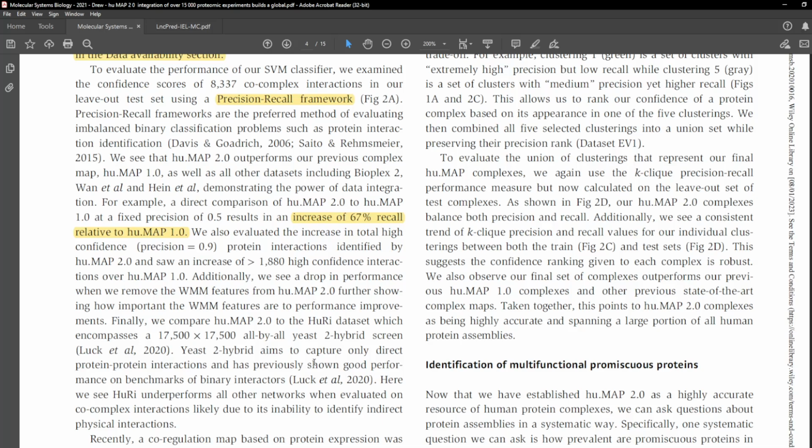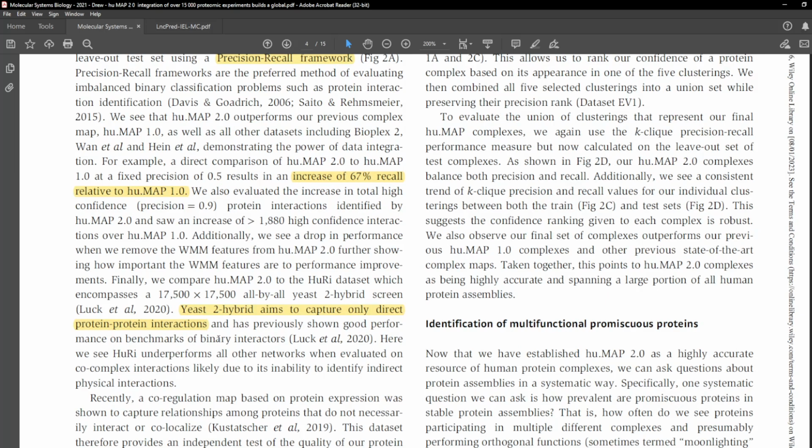Finally, we compare Hu.MAP 2.0 to the Hu-Re dataset, which encompasses a 17,500 x 17,500 all-by-all yeast-2 hybrid screen, Luck et al., 2020. Yeast-2 hybrid aims to capture only direct protein-protein interactions and has previously shown good performance on benchmarks of binary interactors, Luck et al., 2020. Here we see Hu-Re underperforms all other networks when evaluated on co-complex interactions, likely due to its inability to identify indirect physical interactions.